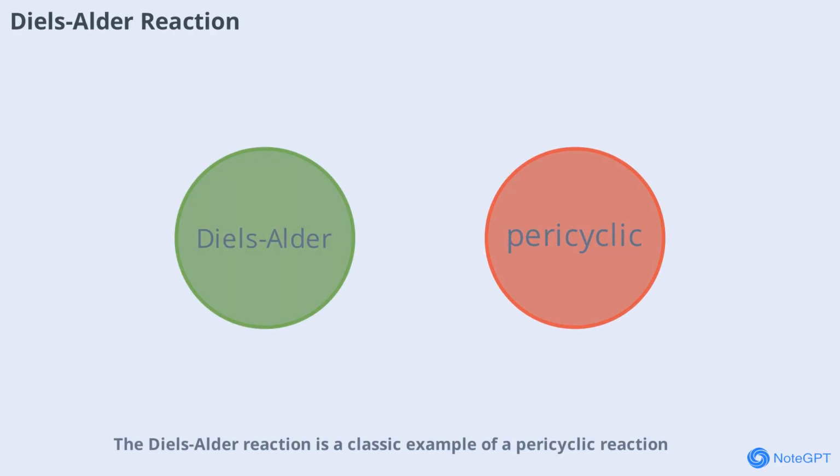The Diels-Alder reaction is a classic example of a pericyclic reaction. It involves the combination of a diene and a dienophile to form a six-membered ring. This reaction is widely used in the synthesis of complex organic molecules because it forms multiple bonds in a single step. The mechanism is concerted, meaning all bond changes occur simultaneously, and the reaction is highly stereospecific.